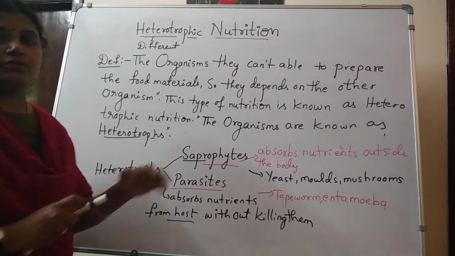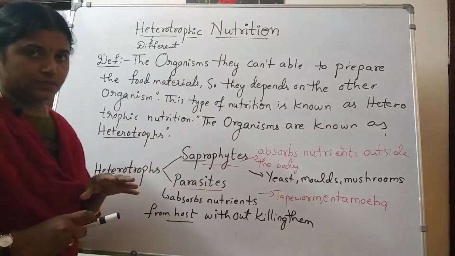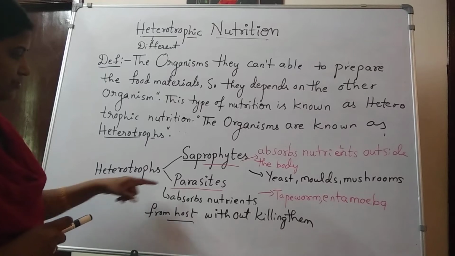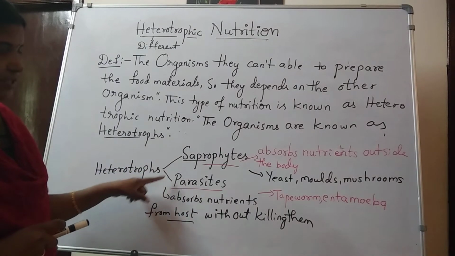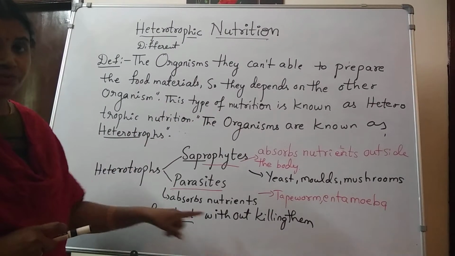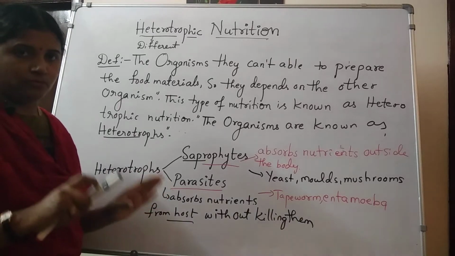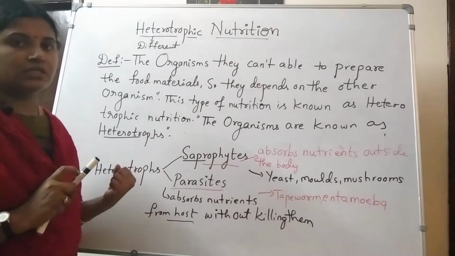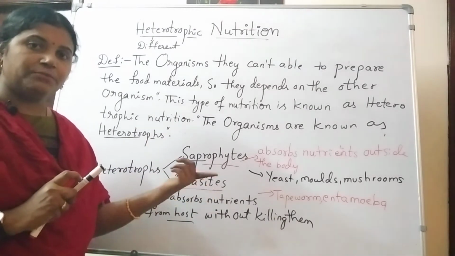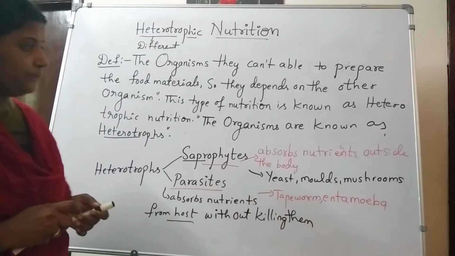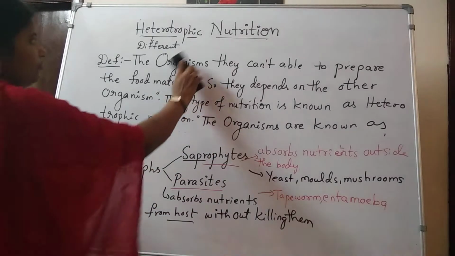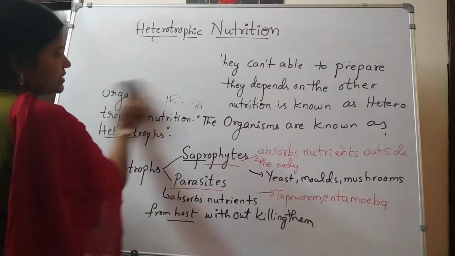Now we will see heterotrophic nutrition in unicellular organisms. Once again, see the definition and types. I think you understood this topic. Saprophytes absorb nutrients outside the body, and parasites absorb nutrients from the host without killing them. It is not killing, but it is taking almost all the nutrients, and finally the host may become sick, otherwise it may die. So there are chances. Take the screenshot. Now we will go to heterotrophic nutrition in unicellular organisms.